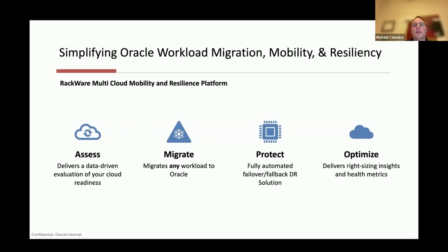And where RackWare optimization comes in, it helps deliver the right sizing insights. So you can monitor the CPU, the memory, the storage, the IO rates, the network usage, right? And continually validate those DR sites. And we have built-in automated health checks.